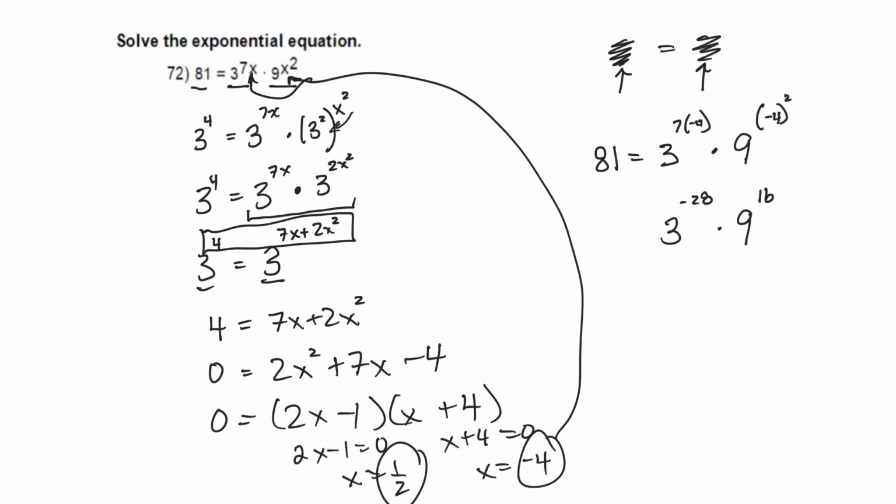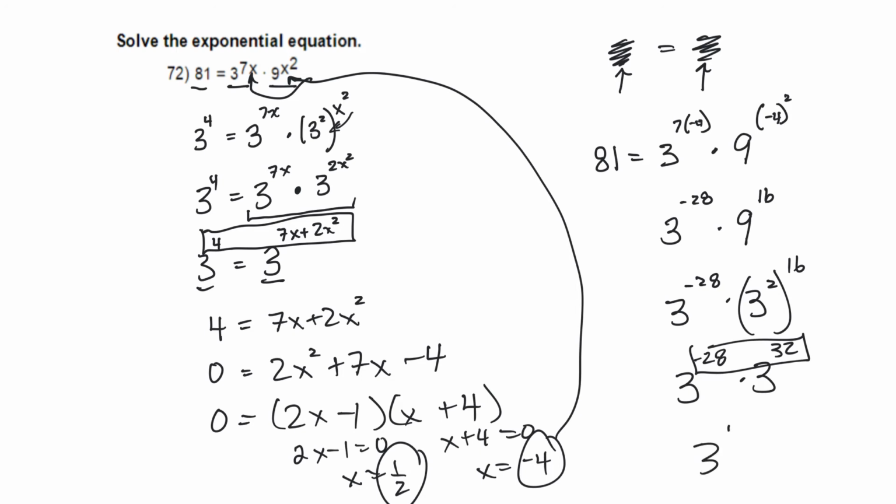I guess I can figure that out on my calculator if I wanted to. Or I can just do this. 9 is the same as 3 squared, to the 16th. So 3 to the minus 28 times 3 to the 32. Oh, there we go. If I add those, I get 3 to the 4th, and that's what 81 is equal to. Yeah, so that one works. And you could do the same thing with a half. I just chose not to do the half because 7 times a half wasn't giving me a nice number.